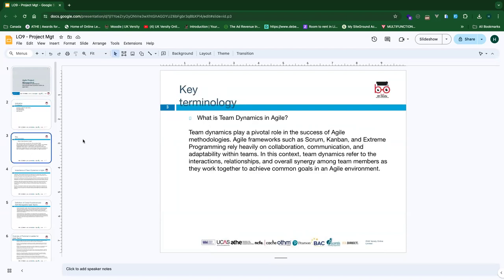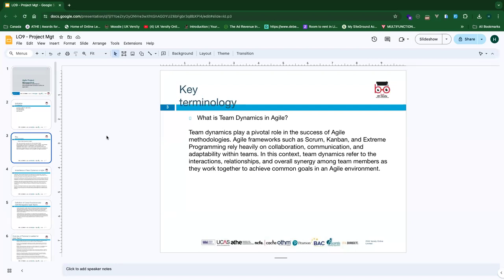The first thing we'll be looking at is what team dynamics in agile is. Over the past weekend, we've been talking about agile a lot, and we've looked at several frameworks of agile. Another one we'll be looking at is team dynamics. This plays a pivotal role in the success of agile methodologies, and frameworks such as Scrum, Kanban, and extreme programming rely on collaboration, communication, and adaptability within the teams. In this context, team dynamics refer to interactions, relationships, and overall synergy among team members as they work together to achieve common goals in an agile environment.